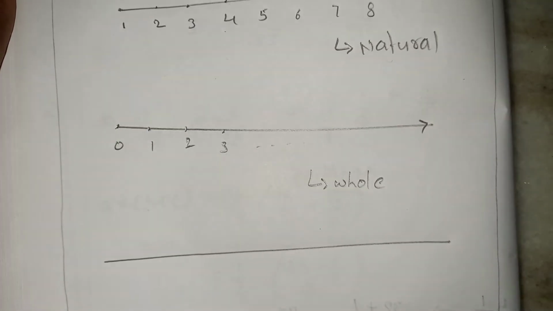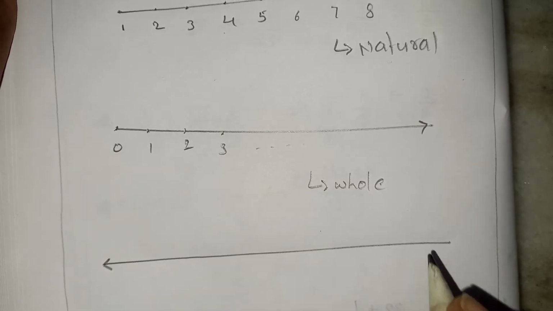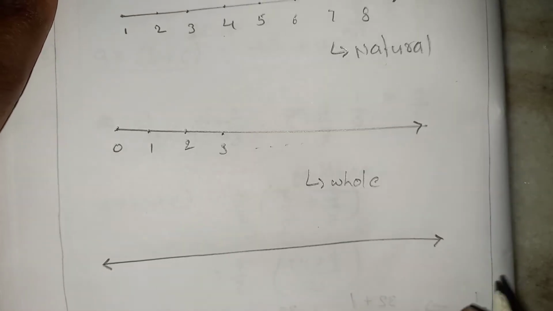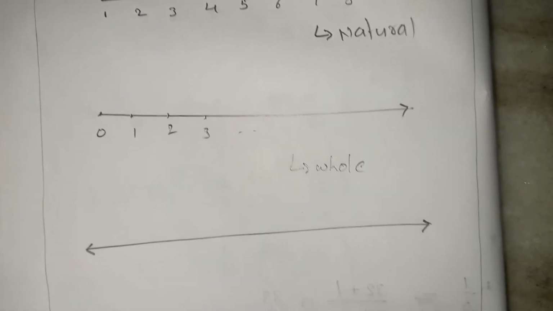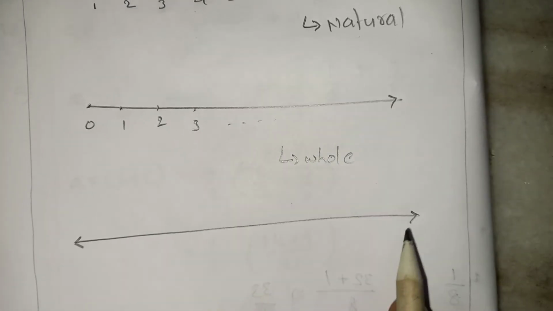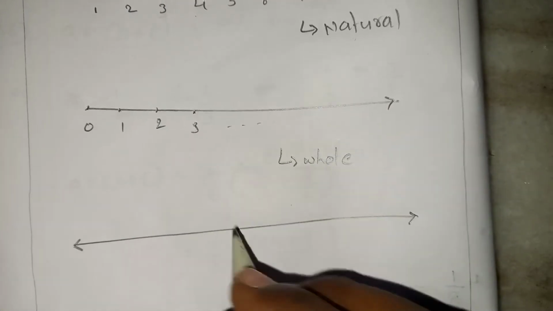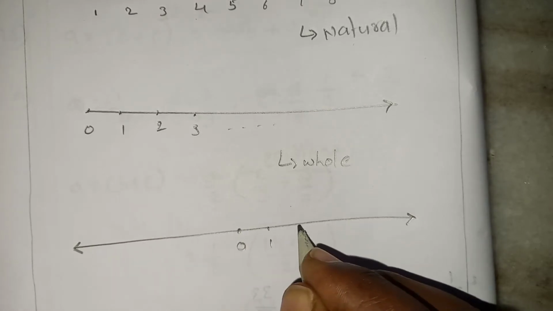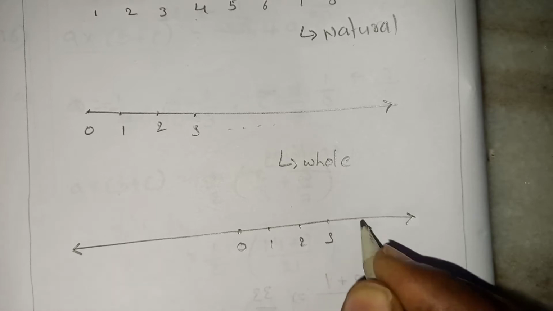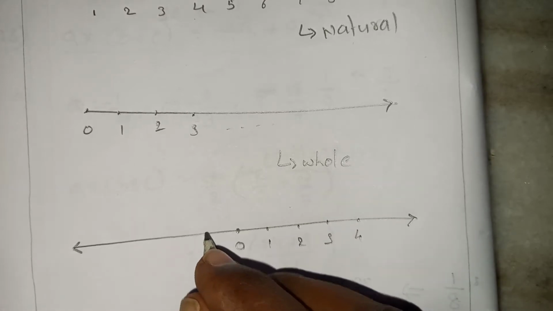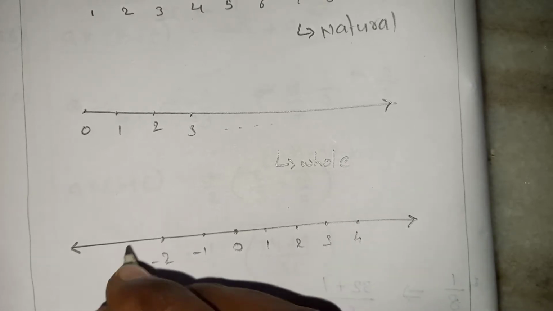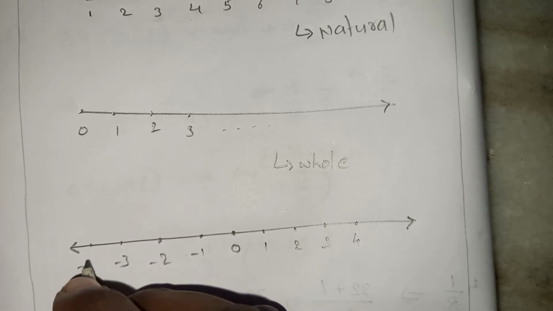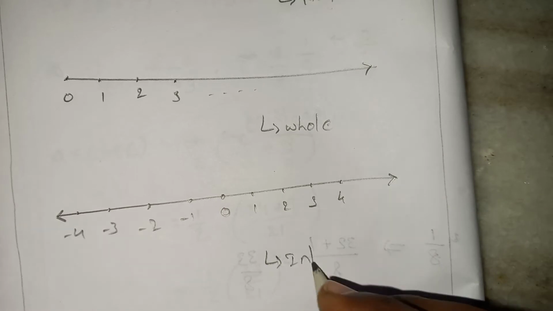If you want to mention integers, it contains both positive and negative numbers, and you have to keep the arrow mark on both sides. For example, let us take the middle point as 0, the right side positive numbers 1, 2, 3, 4, and the left side -1, -2, -3, -4, like that. So this is a representation of integers.